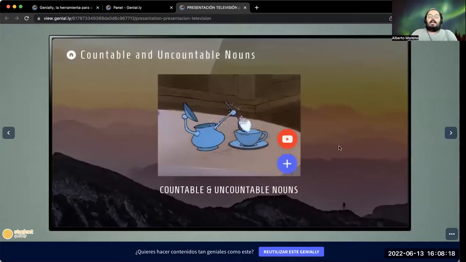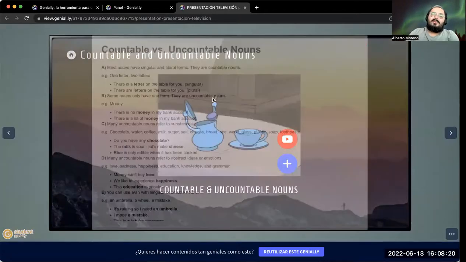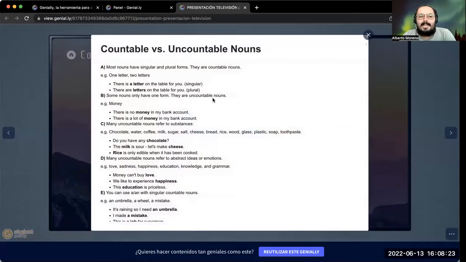¿Ok? Pero esto sí viene en su examen, los sustantivos contables y no contables. ¿Cuáles son los contables y cuáles son los no contables? Para no perder tanto tiempo, recuerden que las sesiones síncronas pues, son de 40 minutos máximo.